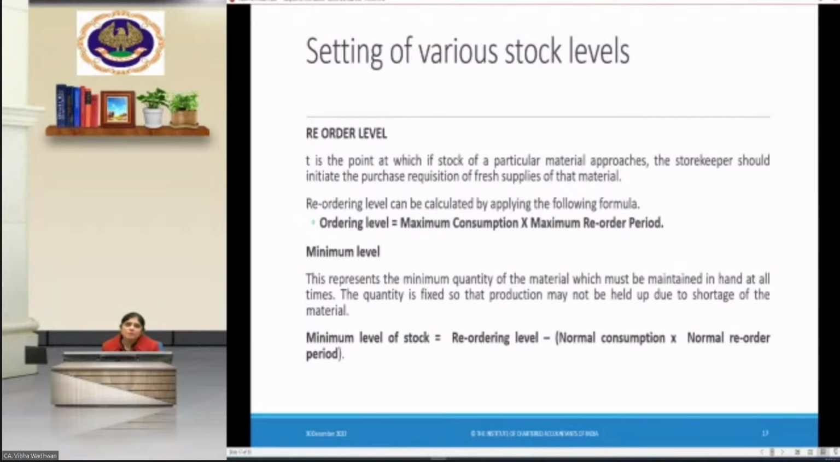So this minimum level of stock we should maintain at all times. We should not go below the minimum level. Before the minimum level only, we should have the next purchase, or we should have sufficient stock with us. We should not go below the minimum level. So minimum level of stock is reorder level minus normal consumption into normal delivery time. This is how we calculate the minimum level of stock.